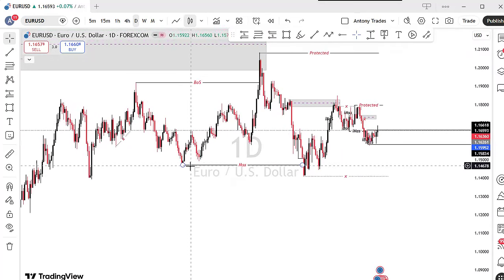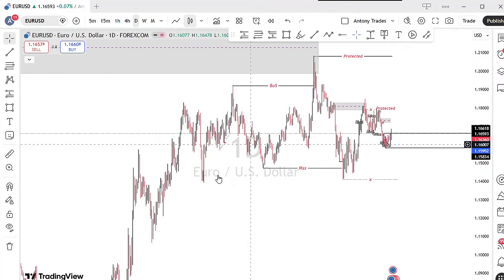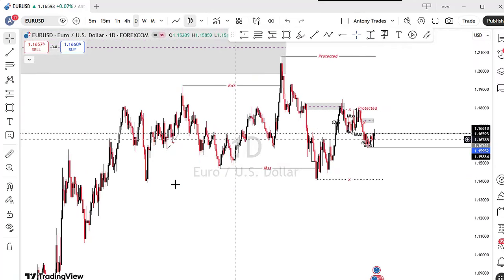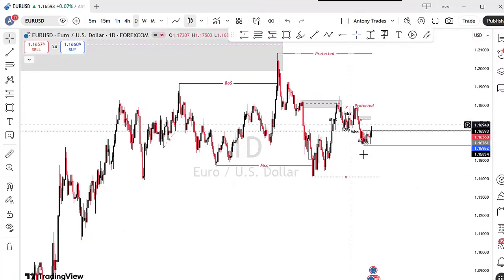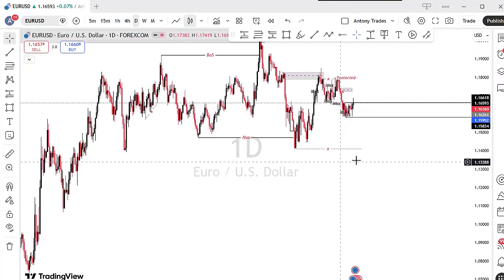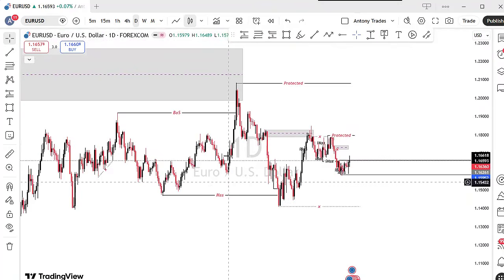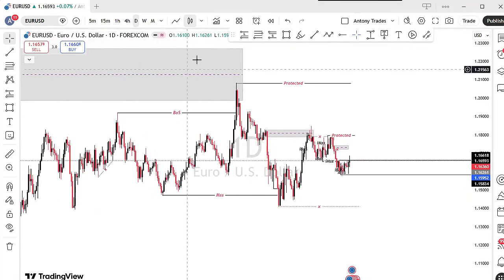From then, we saw the Euro USD giving us a change of character, which is a good indication. This bullish movement might be over, and the market might now start dropping and giving us new lower lows and lower highs. So immediately we saw this change of character, since we are reacting from this supply zone.